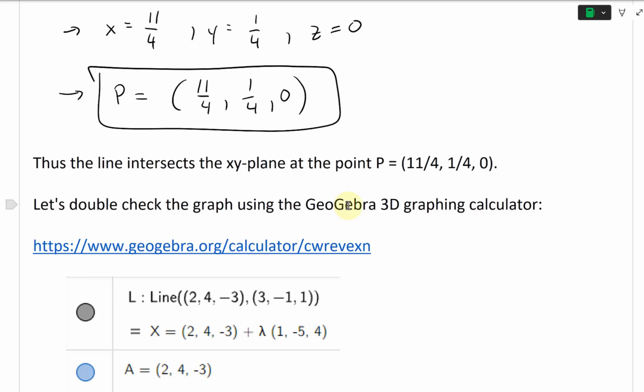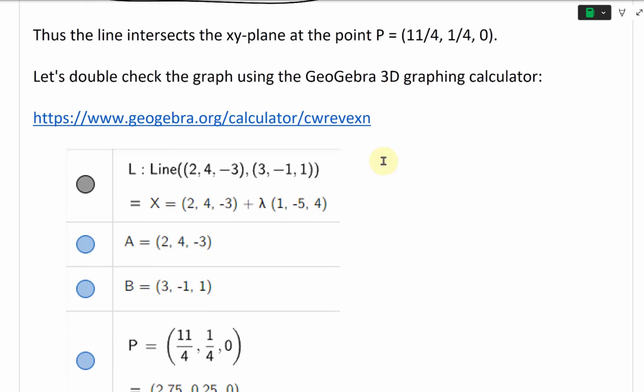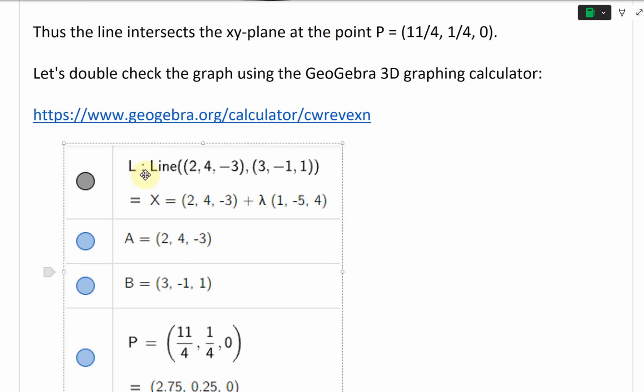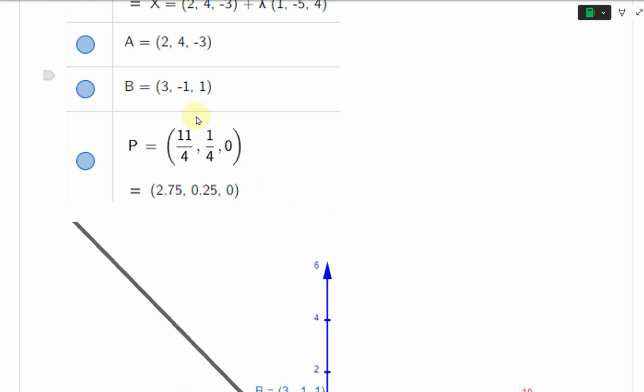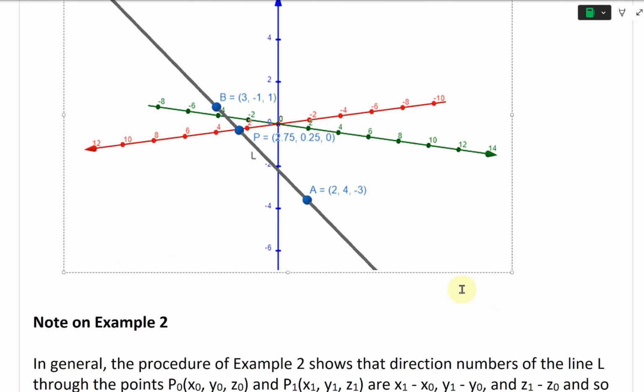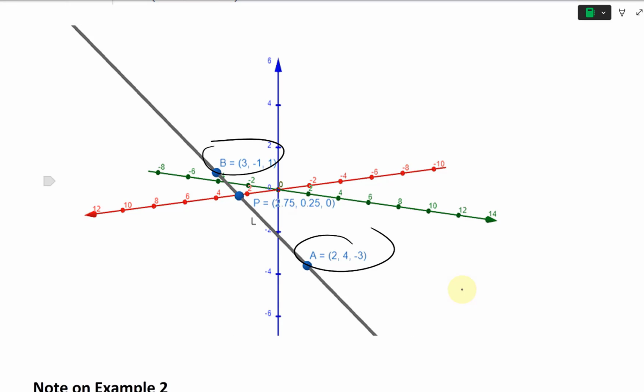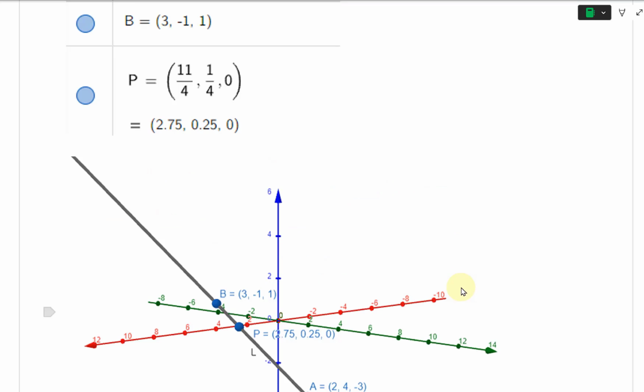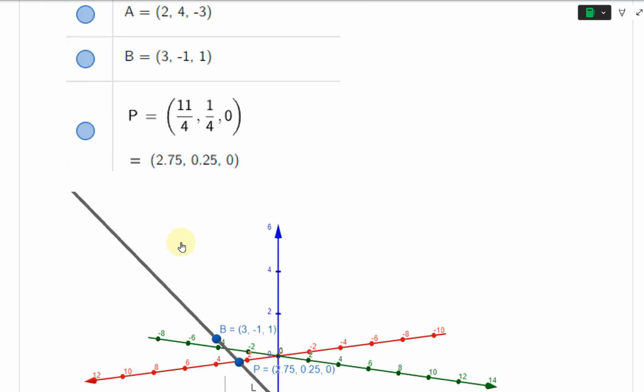So let's double check the graph using the GeoGebra 3D graphing calculator. Here you can make a line just from 2 points, (2, 4, -3) to (3, -1, 1), and it gives you the vector equation as well. And then I graph the point 11/4, 1/4, and 0, and see where it lands. There's the line. It looks exactly like what we had. There's our A, there's our B, and then there is the P value right there on it. Again, you can click the line and play around with it.